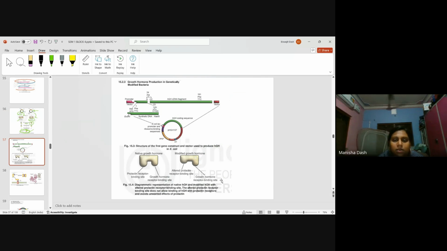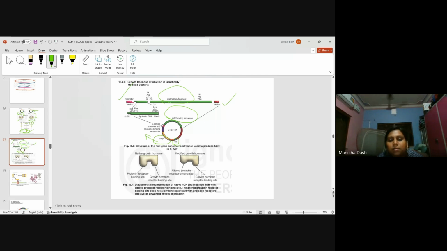Next, there is another hormone, the growth hormone, that can also be produced in genetically modified bacteria. Similar to the earlier vectors, it has different types of sequences: the origin of replication, the lac promoter and the lacZ gene from the lactose operon. Then the ampicillin resistance gene is there to screen for the selection of bacterial cells that have taken up the gene of your interest, and this area contains your HGH, the human growth hormone coding sequence. This is the structure of the gene construct and the vector used to produce HGH in E. coli. These are the vector sites, and this is the DNA fragment containing the coding region of the human growth hormone.